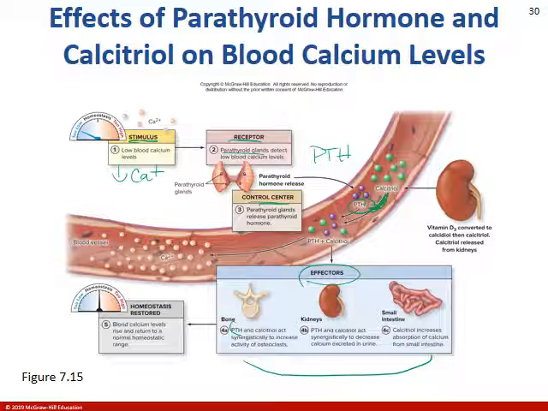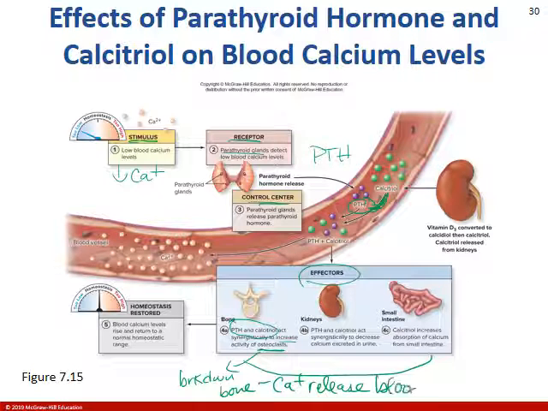So the parathyroid hormone and the calcitriol are going to tell osteoclasts to increase. What do osteoclasts do? They break down bone. And when they break down bone, they release calcium. And where does it get released to? The blood. So we had low blood calcium. Do we now have increased blood calcium, at least from the bone? Yes. What else can parathyroid hormone do?